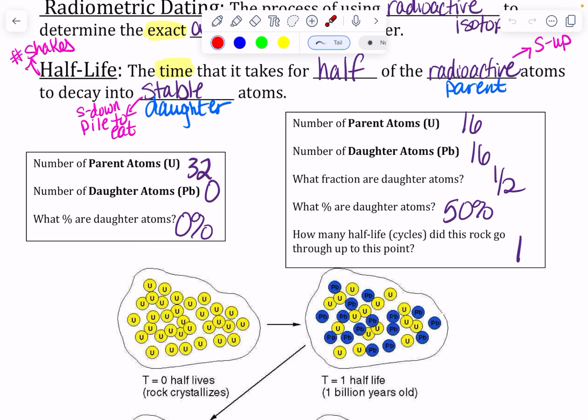So if we counted up those U's, there's 32. And then after one half-life, we dumped them out. Some landed S down. Those were the pile we could eat. They would stay in the rock. In order to make our model work right, we had to move them off to the side, but those lead atoms would still be there. So if we counted up all the atoms, we would still see 32 atoms, but now 16 of them are lead. Half of them, that would be about 50%, and that would be one half-life.